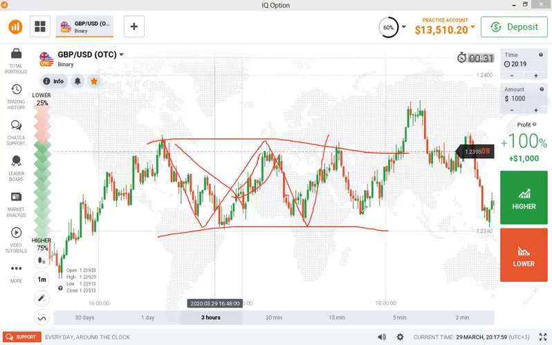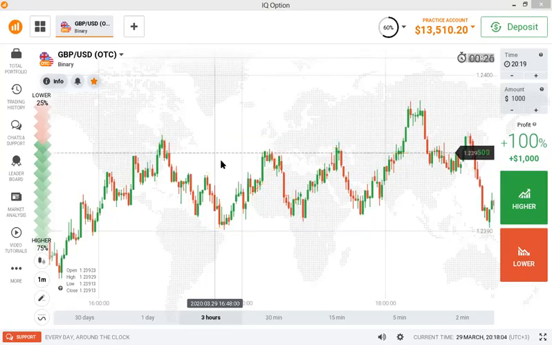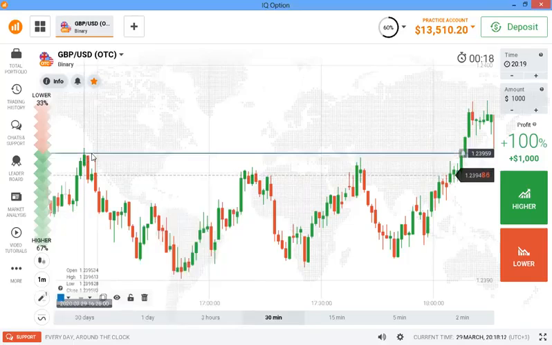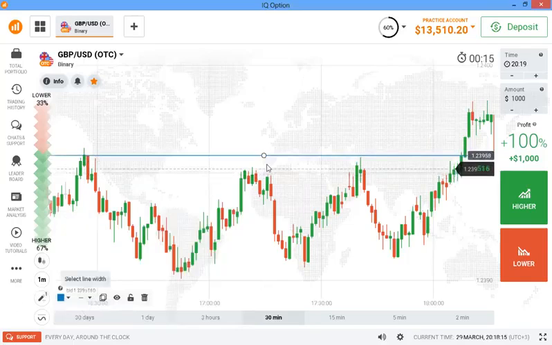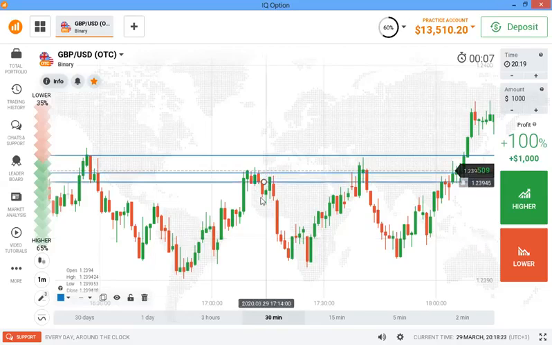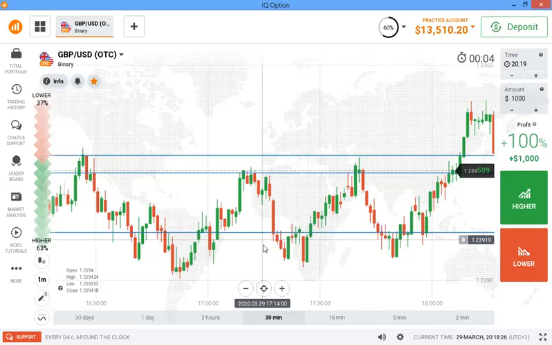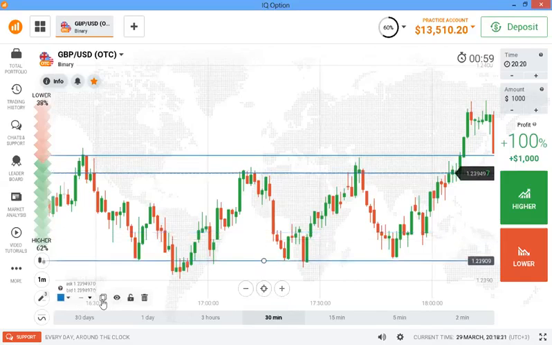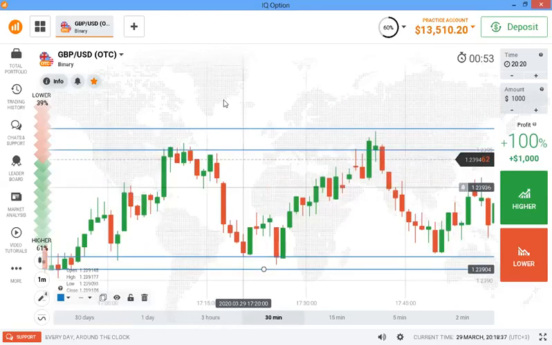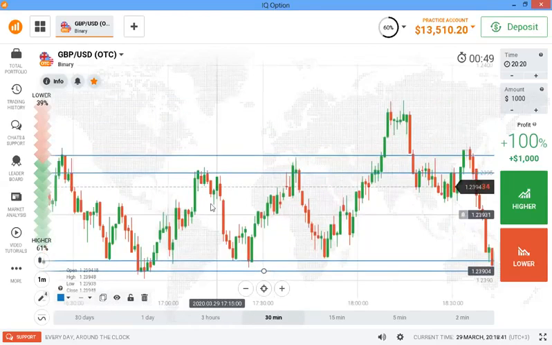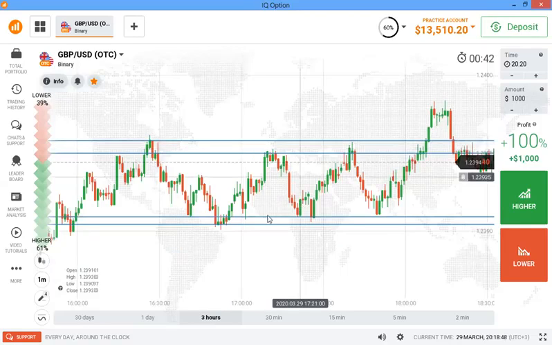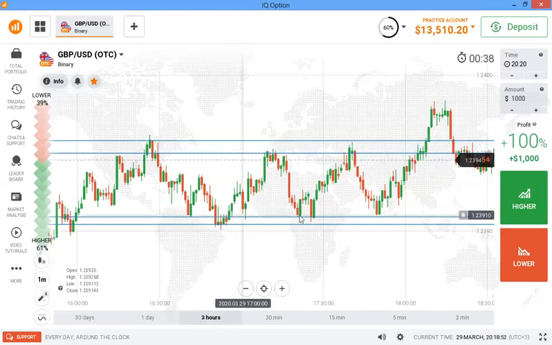So let me use the horizontal line. If you want to draw your support and resistance level, the first thing you do is look at where the market reaches. I'm showing how to draw the area, and I will explain why I use two lines as the area. Now I have drawn my resistance area and the support area. At this resistance area, the sellers are waiting to sell the market. At this support area, the buyers are also waiting to buy the market.